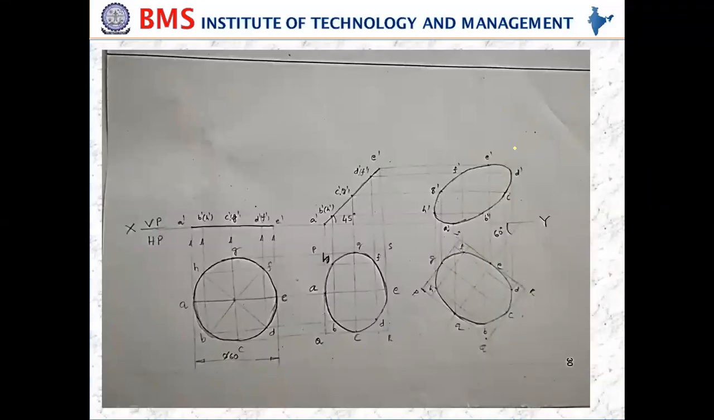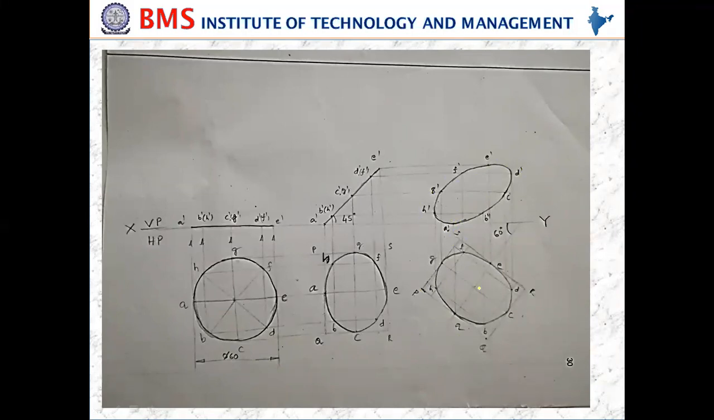Similarly, if you look at the front view of this lamina, it is inclined to HP at an angle of 45 degrees, and it is resting on a point A on HP, and the diameter AE makes 60 degrees with the vertical plane. So this is how the front view and top view of the third position can be obtained.